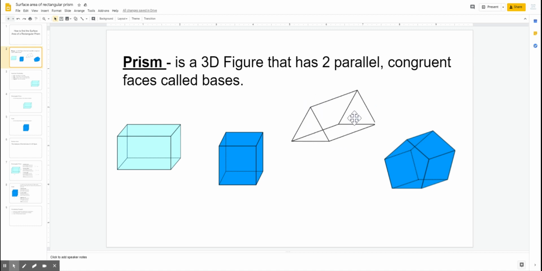This is a triangular prism. That means that you have two triangles that are parallel and congruent, and I will outline those for you right now. So here is one triangle, one triangle, and the other triangle is back here.